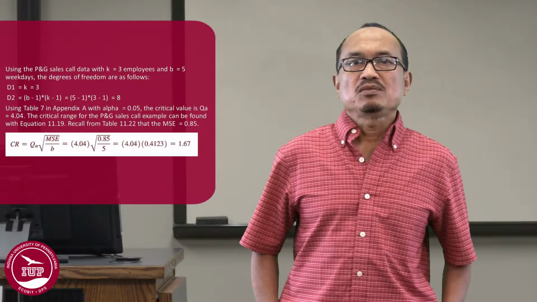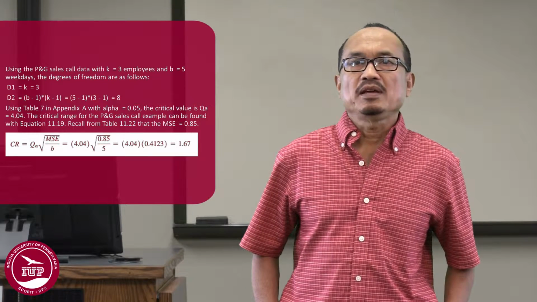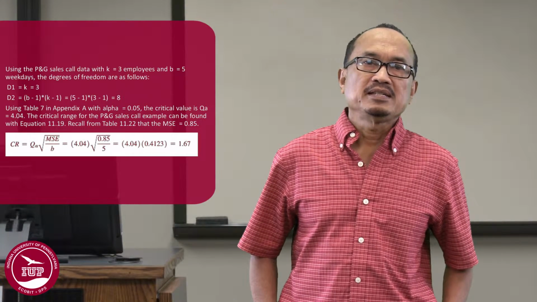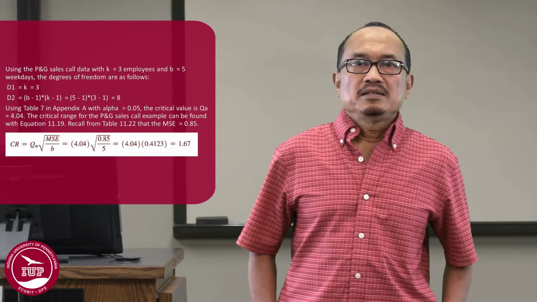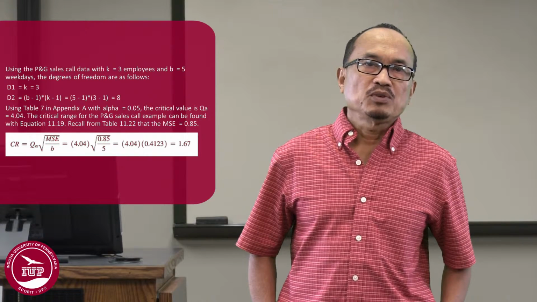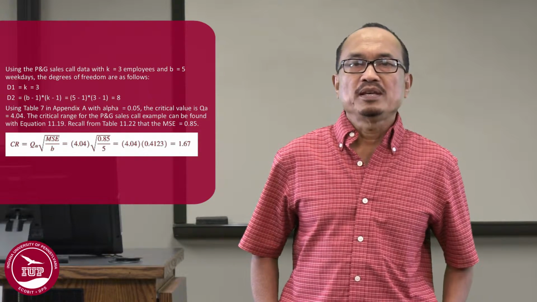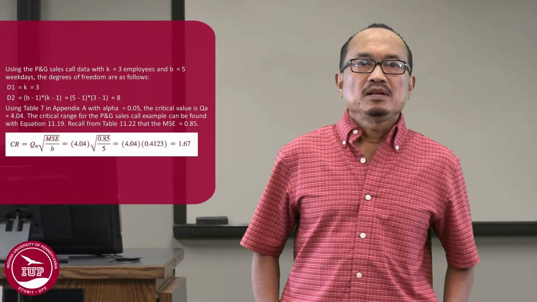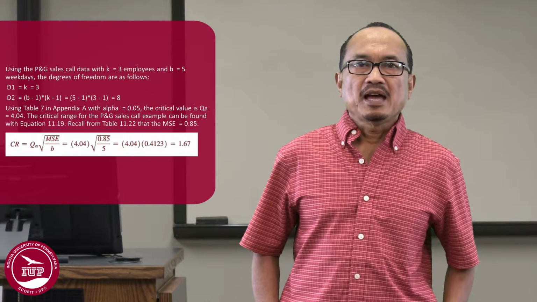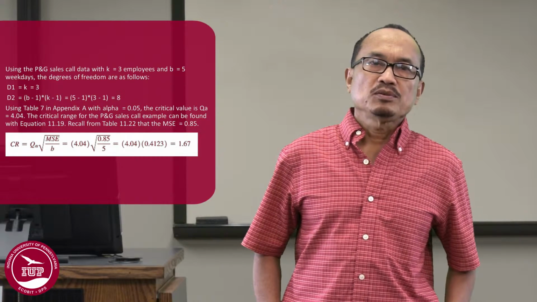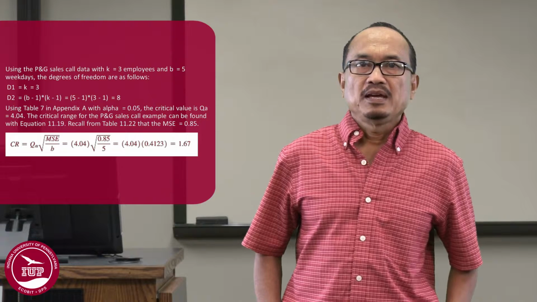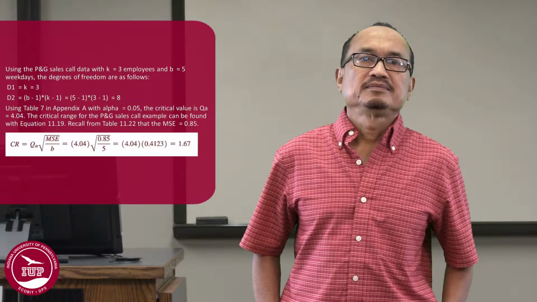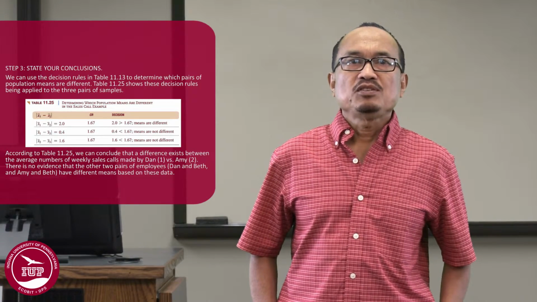The critical range for the P&G sales call example can be found with equation 11.19. Recall from table 11.22 that the MSE equal to 0.85. So CR is equal to 4.04 times the square root of 0.85 divided by 5, which is equal to 1.67. Step 3. State your conclusion.